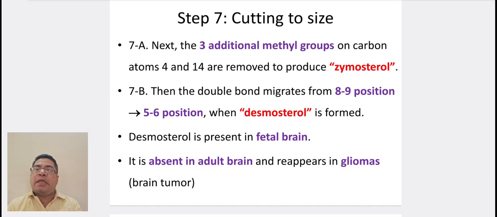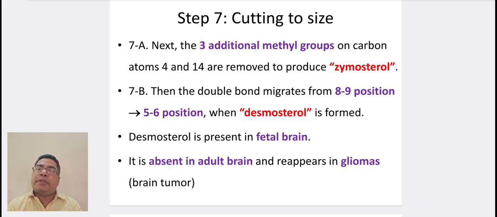Next step is cutting to the size. Next, the three additional methyl groups on the carbon atoms 4 and 14 are removed to produce zymosterol. Then the double bond migrates from 8-9 position to 5-6 position to form desmosterol.